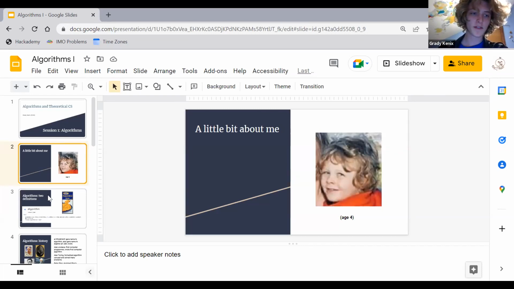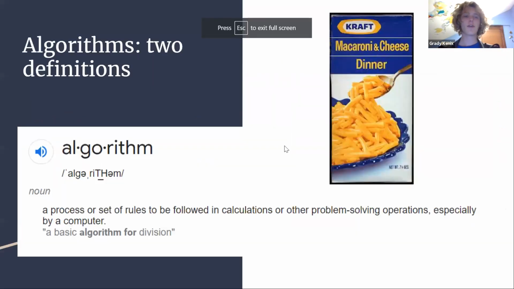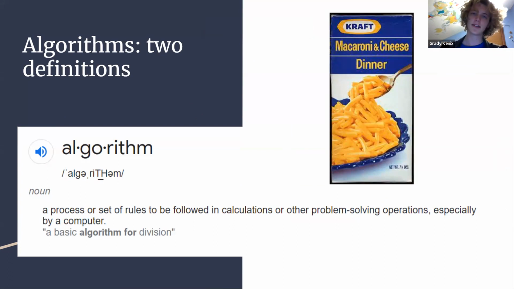So let's see the formal definition, shamelessly screen captured off Google. An algorithm is a process or a set of rules to be followed in calculations or other problem-solving operations. But the way that we hear it mentioned these days is often in the context of a computer. So often you'll hear about computer algorithms. Humans don't tend to do algorithms so much, but sometimes we do.